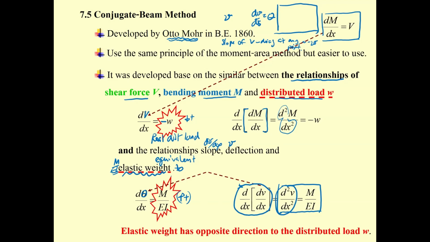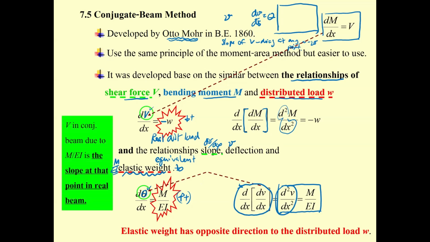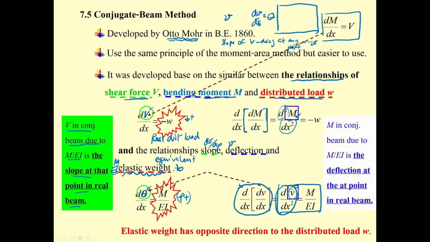Then, if you use this elastic weight to compute the shear force, you will get what? You will get the function of the slope. You do the calculation on the conjugate beam using the elastic weight to compute the shear. The shear is going to be the slope, so the shear in the conjugate beam due to the elastic weight is the slope at that point in the real beam. And if you compute the moment on the conjugate beam, you will get the deflection on the real beam.